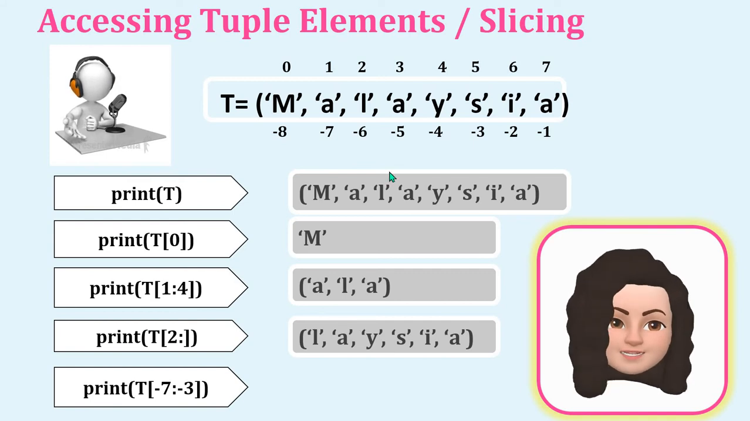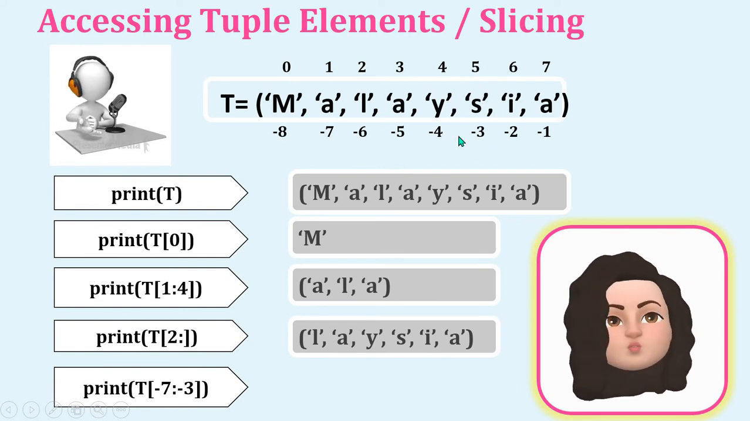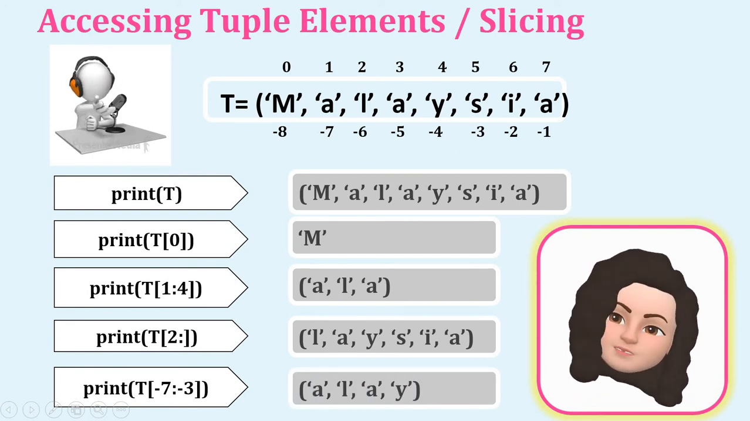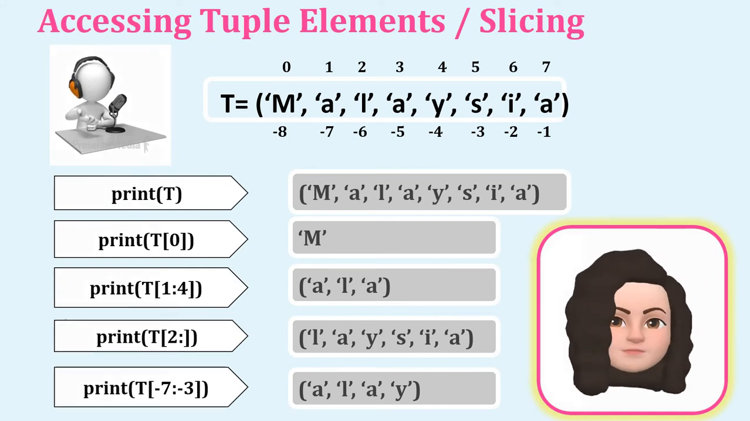Now print T of -7:-3. The starting index is -7, which is A. The ending index is -3, which is S, which will not be included. So the previous is Y, that is -4. So -7 to -4, ALAY within parentheses is the output.